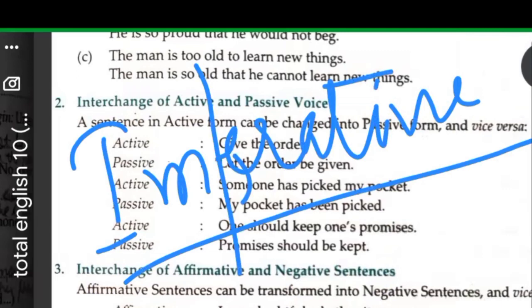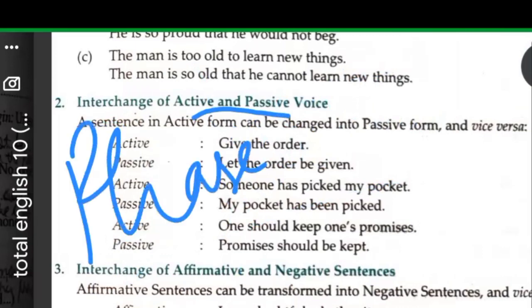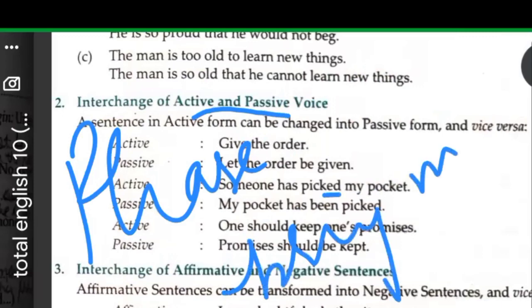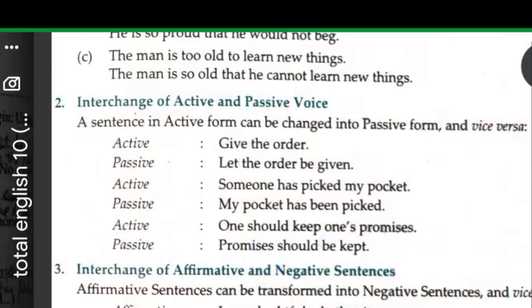One alphabet was missing. Imperative. Do you know anything about imperative sentences? Imperative means when we give an instruction to somebody, or we give an order to someone, or we request someone, like we say, please bring me a glass of water. Here the sentence is in the imperative tone.